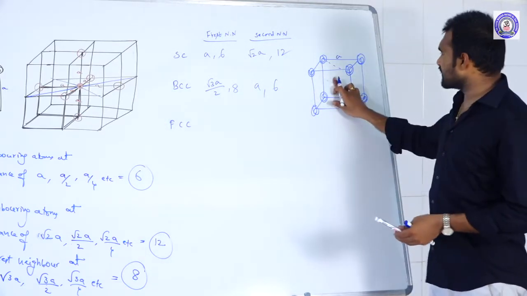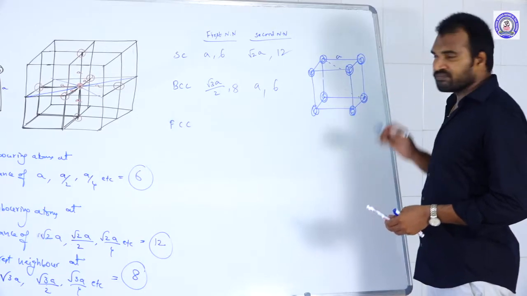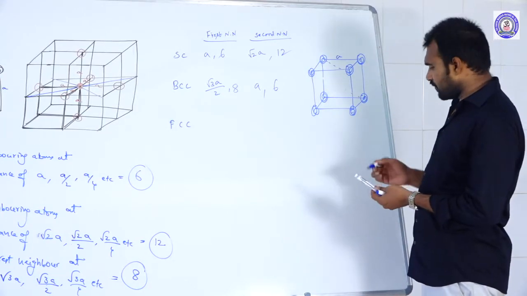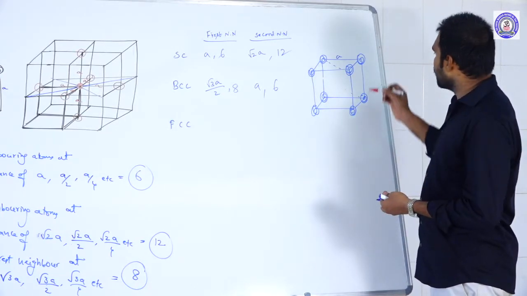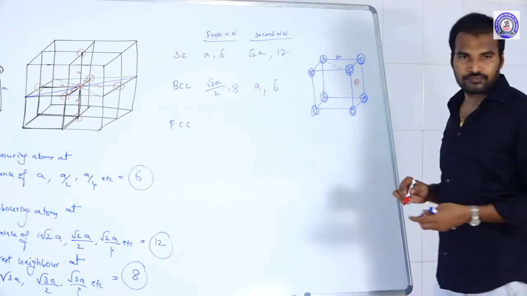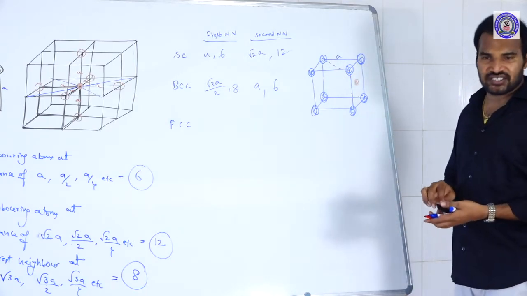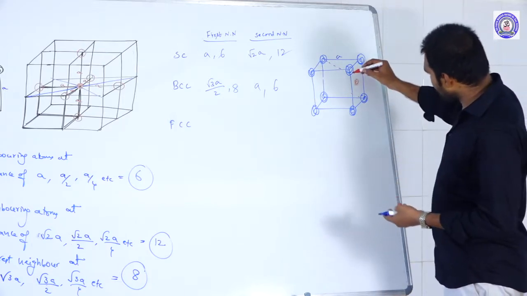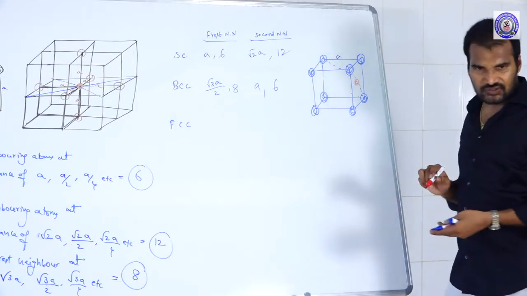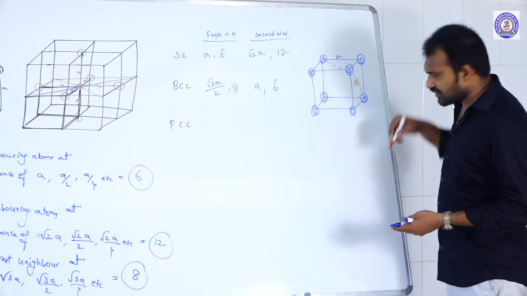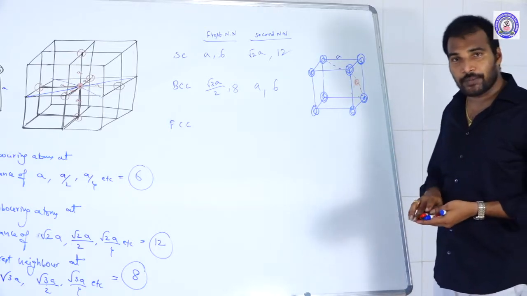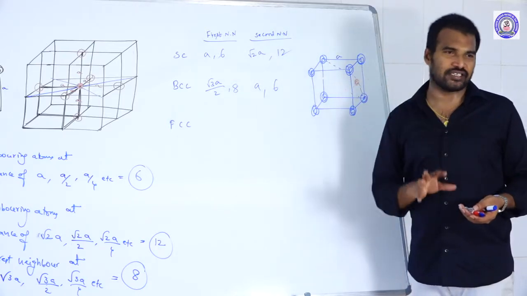In case of FCC, the atoms are present at face centers. Now, what is the shortest distance? So the shortest distance is between atoms connected like this, and the distance between them is root 2a by 2. Root 2a by 2 means 0.7a. So, that is the shortest distance.